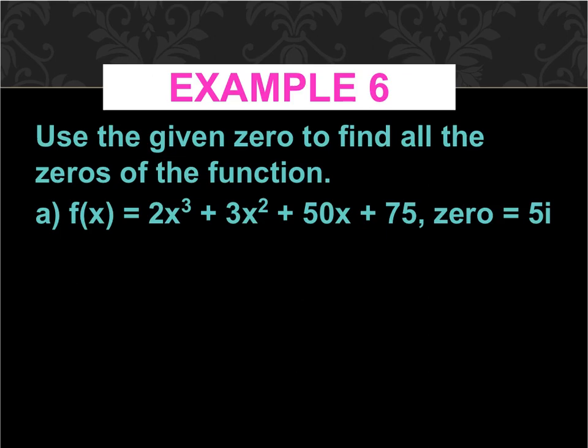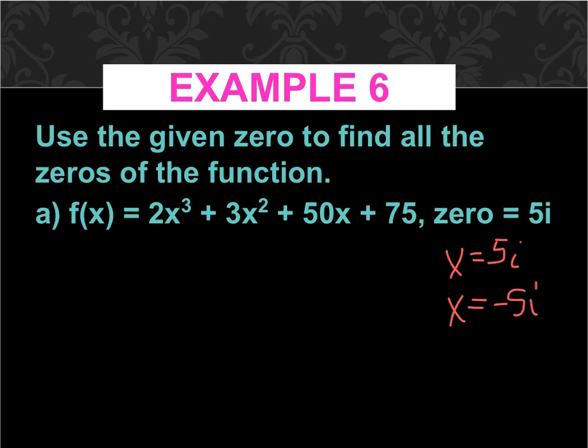I'm going to do one of these, and then I will leave the second one for you guys to practice, and it's on the teacher copy of notes. But how many zeros, how many answers do I have for this problem? 3. They gave me 2 of them. Plus 5i. Okay, they gave me x equals 5i. So that means they also gave me another zero. Where? Good. X equals negative 5i.